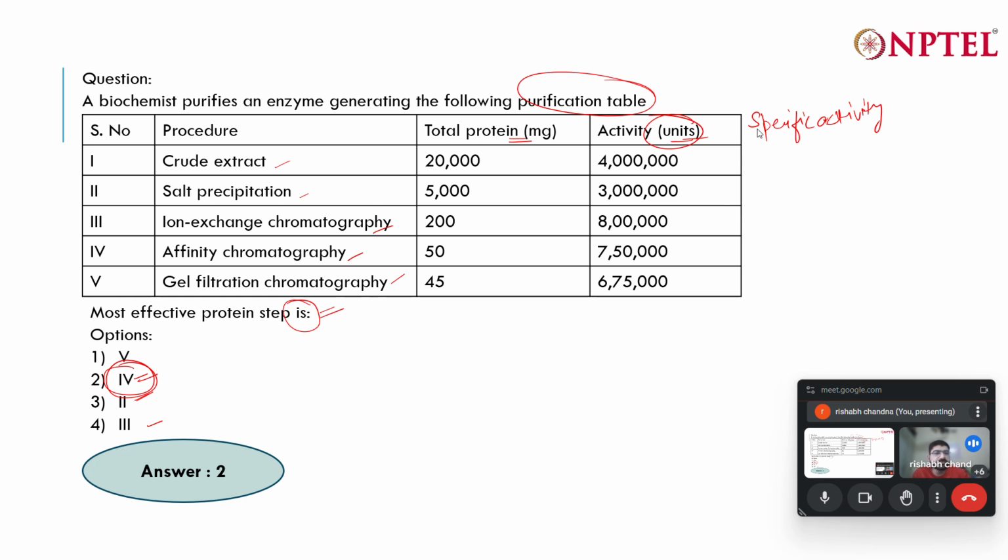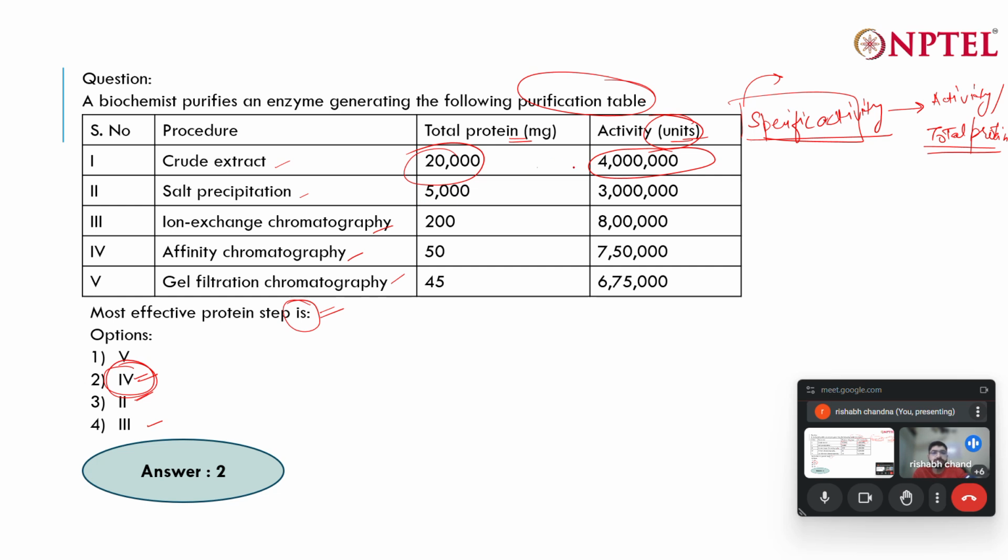Specific activity basically gives us the activity of the enzyme per total protein concentration of that enzyme at that particular step. So this is the basic way to calculate the specific activity of the enzyme. The major meaning of specific activity is that it gives us the enzyme activity at that particular step, counted against the total protein that is present in that particular solution.